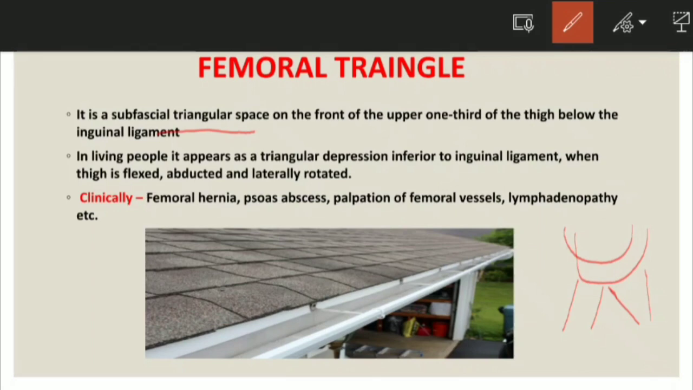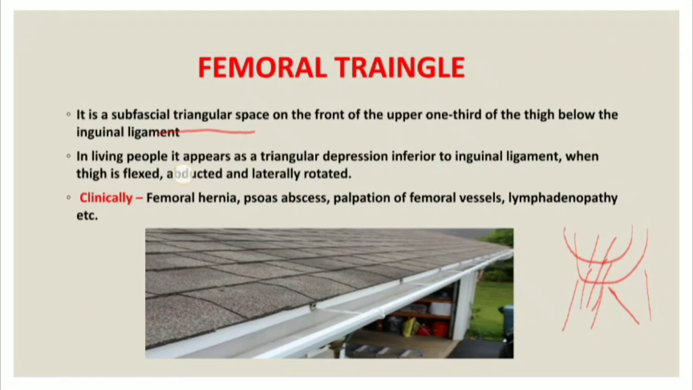Suppose I have an external iliac artery in the abdomen. That will enter into the lower limb as the femoral artery through this femoral triangle. This is a subfascial triangular space. Why is it called subfascial? Because it is beneath many fascia. If you take away the skin and the superficial fascia, you will have this triangular space on the front of the upper one-third of the thigh.